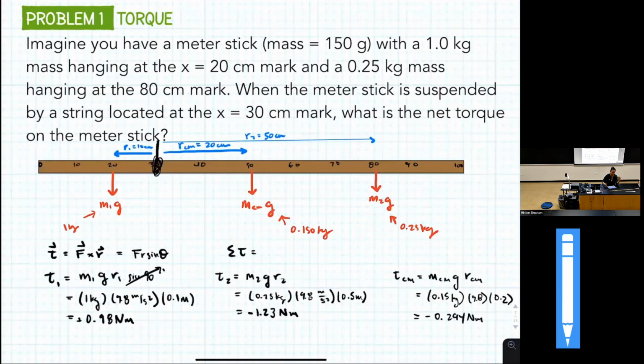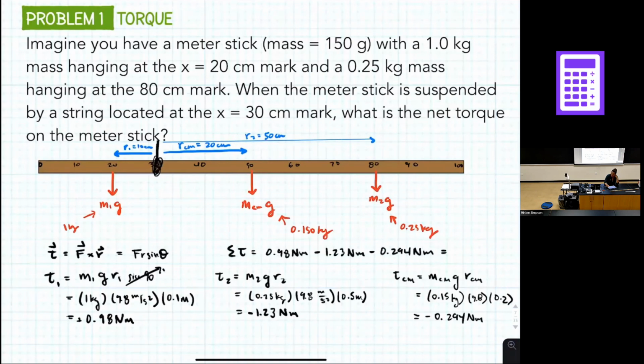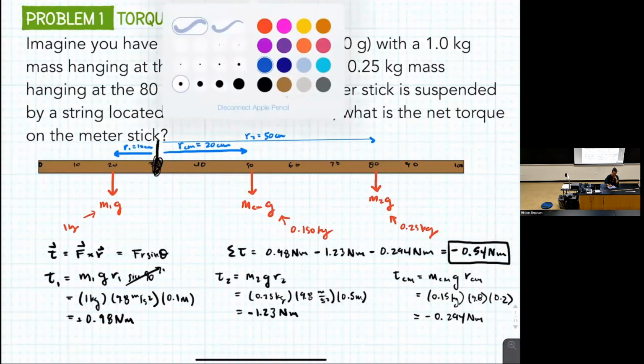All right. Now we want the net torque. So that means we add up all of our torques. That's going to be 0.98 Newton meters minus 1.23 Newton meters minus 0.294 Newton meters, and that gives us negative 0.54 Newton meters. Which probably doesn't mean a whole lot to you in a physical sense, but that's our answer.